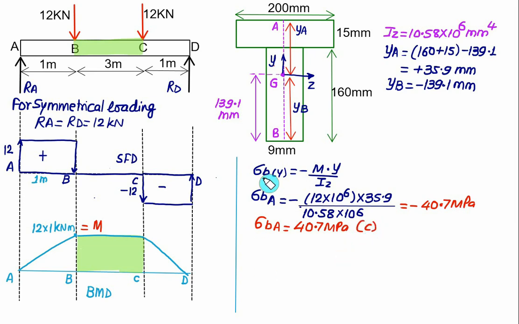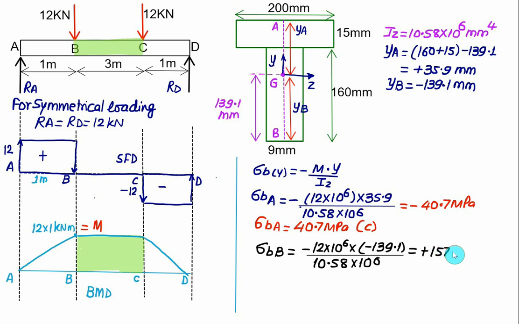Using the same formula, we can calculate the bending stress at point B, which will be equal to minus M, and we have M equal to 12 into 10 to the power 6 multiplied by yB, the distance, which is negative 139.1, and the whole thing is divided by Iz, 10.58 into 10 to the power 6. Negative and negative become a positive value, and approximately this answer is close to 157.8 megapascal. Positive value means that we have tension. So bending stress at point B, that is the bottom fiber, is 157.8 megapascal and tension.